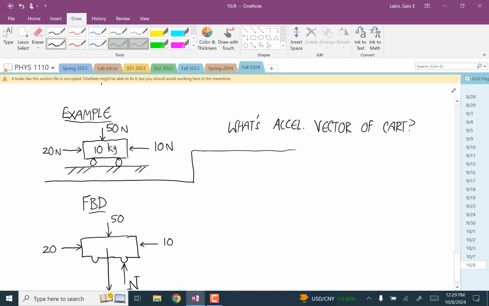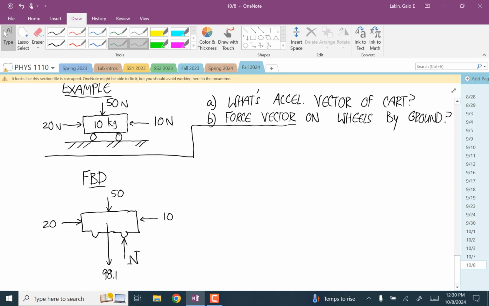Let's calculate one more thing here too. So let's say part A is we're trying to calculate that acceleration. And for part B, let's calculate the force vector on the wheels by the ground. Okay, well, we know we're done with the free body diagram because we have a representation for the weight and we have a representation for every contact between the surroundings and the surface. So then you know you're done.